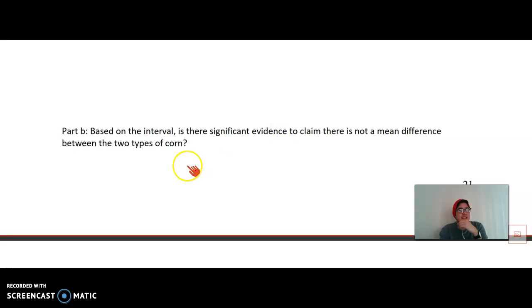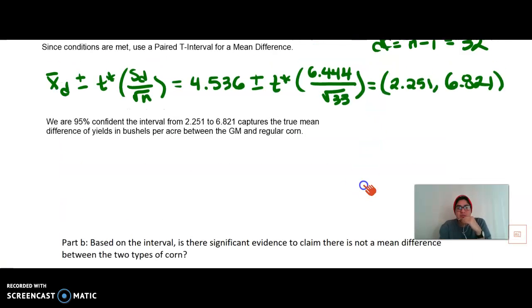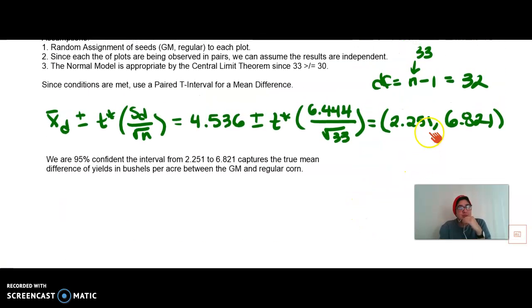But here's your last thought question for the last 20 seconds of this video. Based on their interval, is there significant evidence to claim there's not a difference? Well, if there's not a difference, 0 would be in our interval. And as we can see here, it is not. So I'll let you put that response together, but good job.